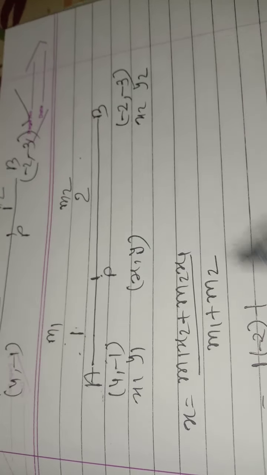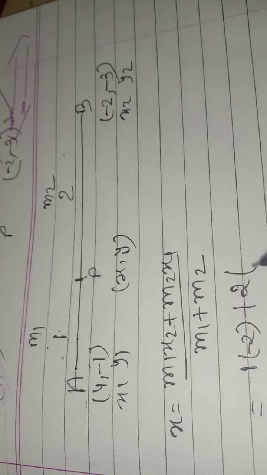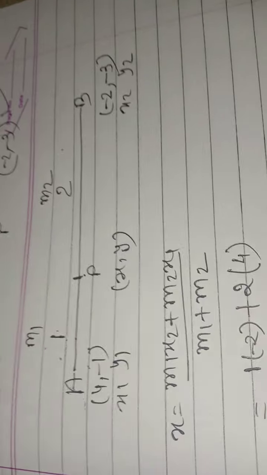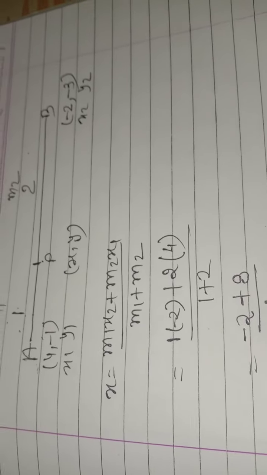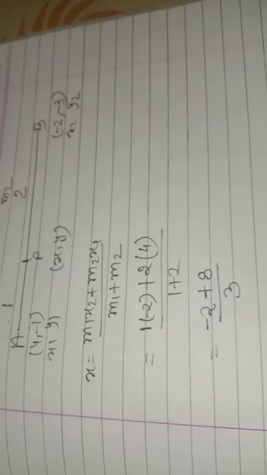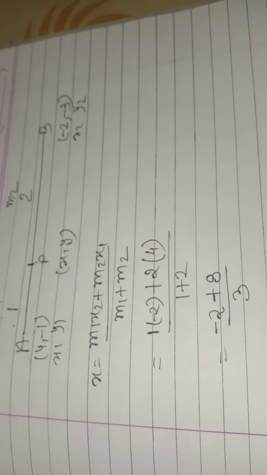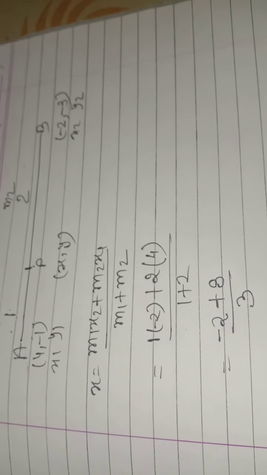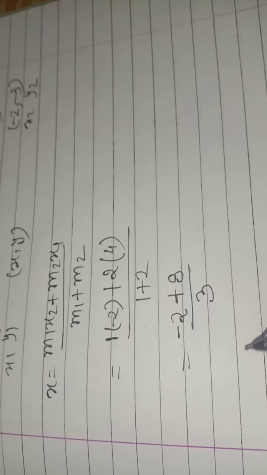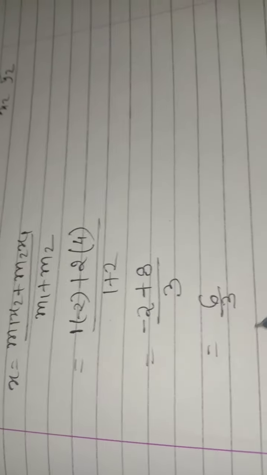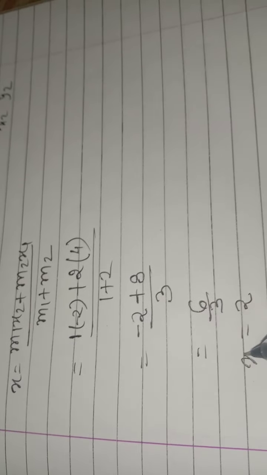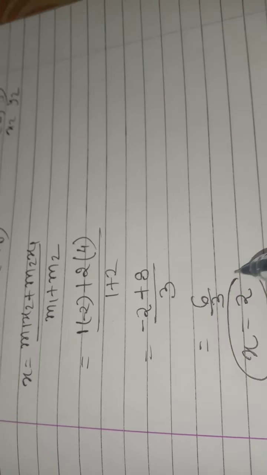Minus 2 plus m2 is 2, and x1 is what? 4 upon 1 plus 2. It is minus 2 plus 8 upon 3. Just see the calculation, just see how I am putting the values. That will help you. So it is 8 minus 2, which is 6. Divide by 3. So what are you getting? 2. So dear students, we got the value of x as 2.